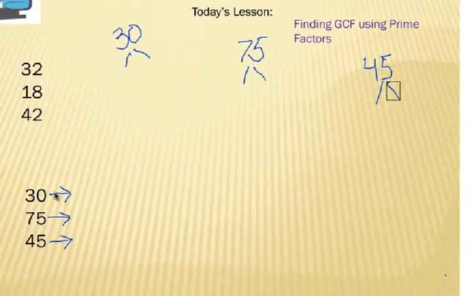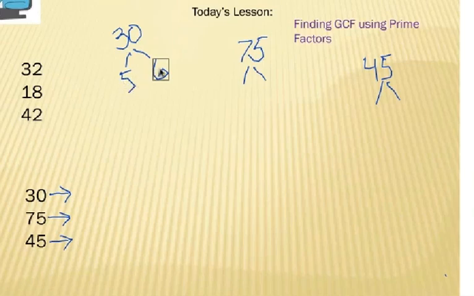Alright, now we're going to take a look at these 3 numbers down here and find their greatest common factor. And this technique again is called using prime factors. So one way to get the prime factors of any number is to make a prime factor tree, or a factor tree. And as you can see up here, what we're going to do is break the numbers apart, and all I need to do is think of any 2 numbers that multiply to give me, in this case, 30.